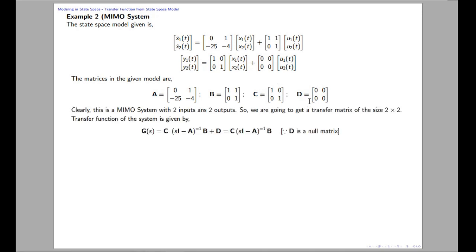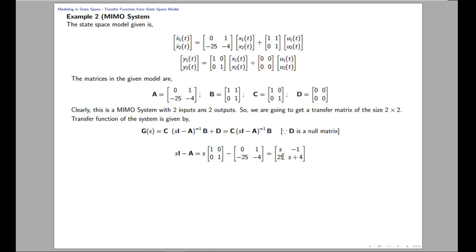Since this has two inputs and two outputs, the size of this transfer matrix is going to be 2 cross 2. I have just written the expression. What we need to find first is SI minus A as usual. SI minus A is S into the identity matrix. Since the size of matrix A is 2 cross 2, I'm also taking an identity matrix of size 2 cross 2. So S into the identity matrix minus A.